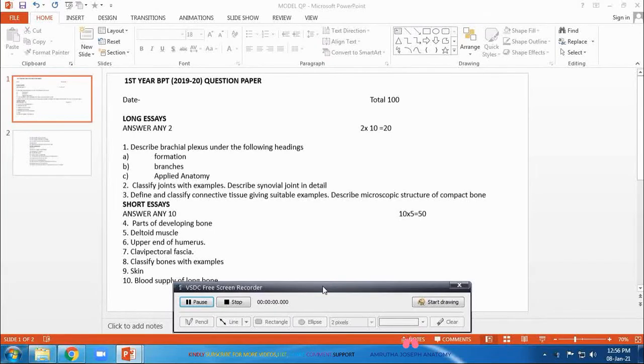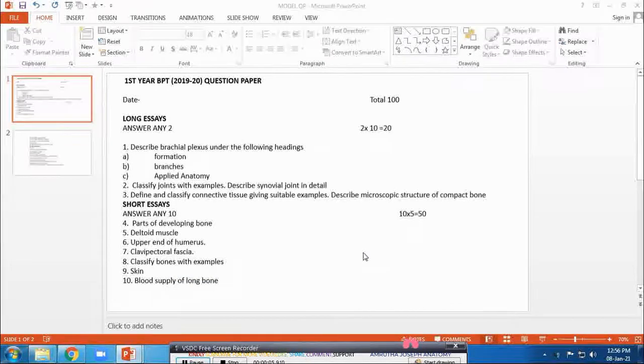Today we will be talking about how to score good marks in Bachelor of Physiotherapy for anatomy, and we also will be discussing the question patterns or the repeated questions of the lower limb. So let's begin.